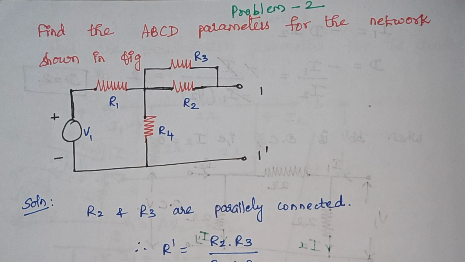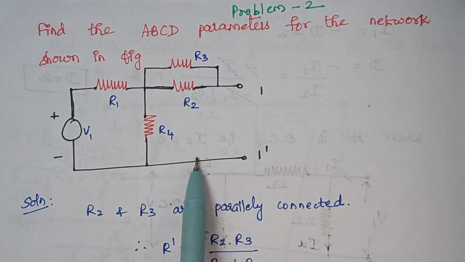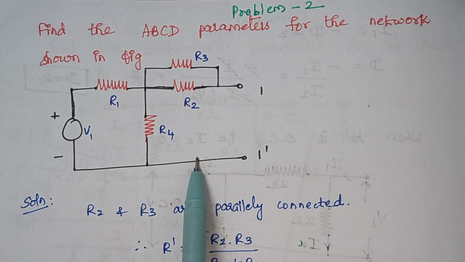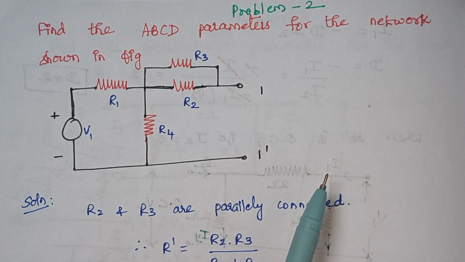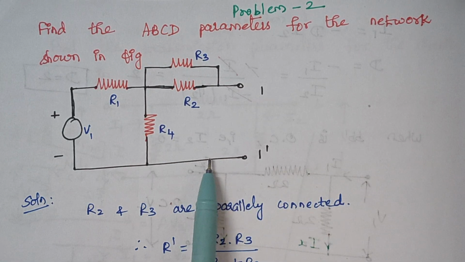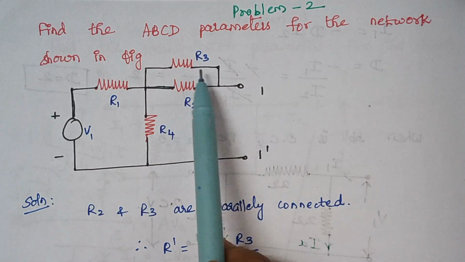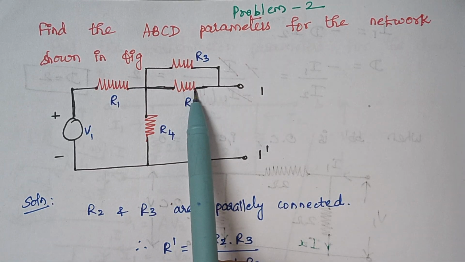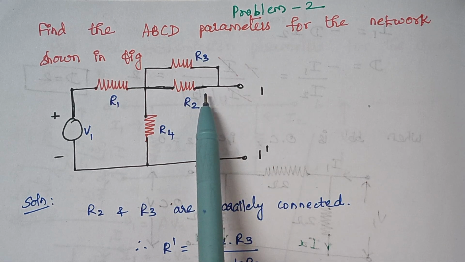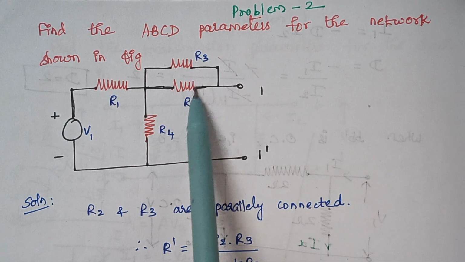So here this is the given problem. In this problem we are going to calculate the ABCD parameters. When you look at the given circuit diagram, it is clear that these two resistors are connected in parallel. So as a first step, we are finding the equivalent resistance for this combination.